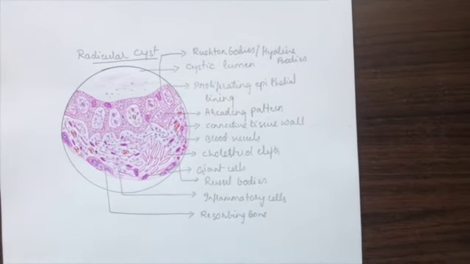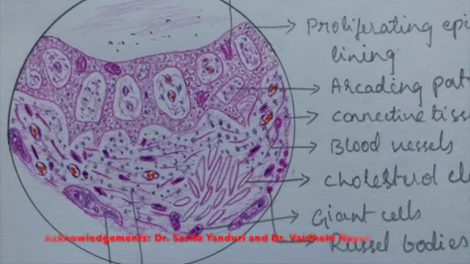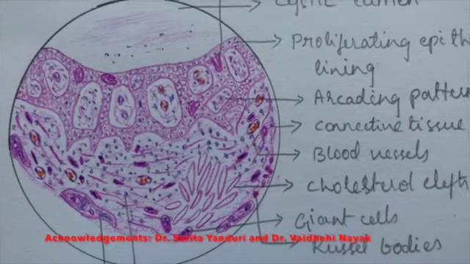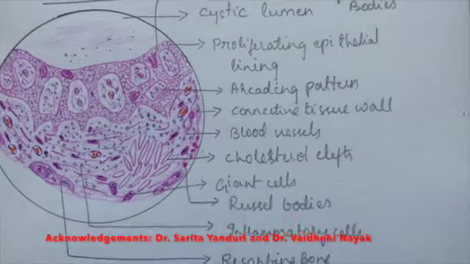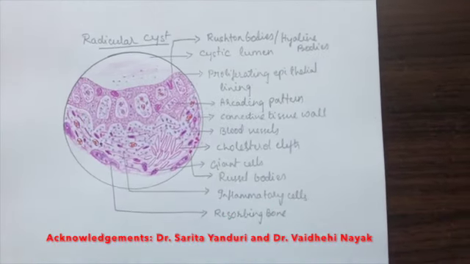This is radicular cyst. I'll be giving you a closer look of radicular cystic lining, connective tissue, cholesterol clefts and all the components and the cystic lumen. And these are the labelings that you need to do for this drawing.